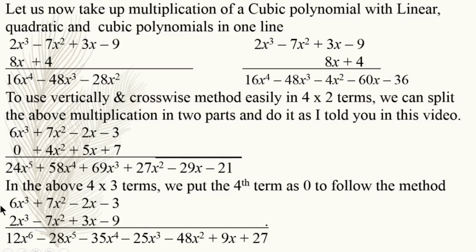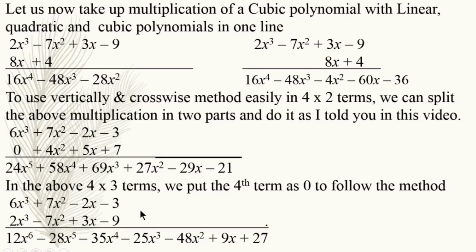Let's have a multiplication of a cubic polynomial with another cubic polynomial. So we vertically multiply these two. 6 into 2 is 12. x into 3 into x into 3 is x raised to the power 6. Then we cross multiply these two and we get minus 42 plus 14 is minus 28 x raised to the power 5. Then we cross multiply to get 4 values and vertically multiply these. So 6 into 3 is 18. 18 minus 4 is 14, and then this is minus 49. Minus 49 plus 14 is minus 35 x raised to the power 4.